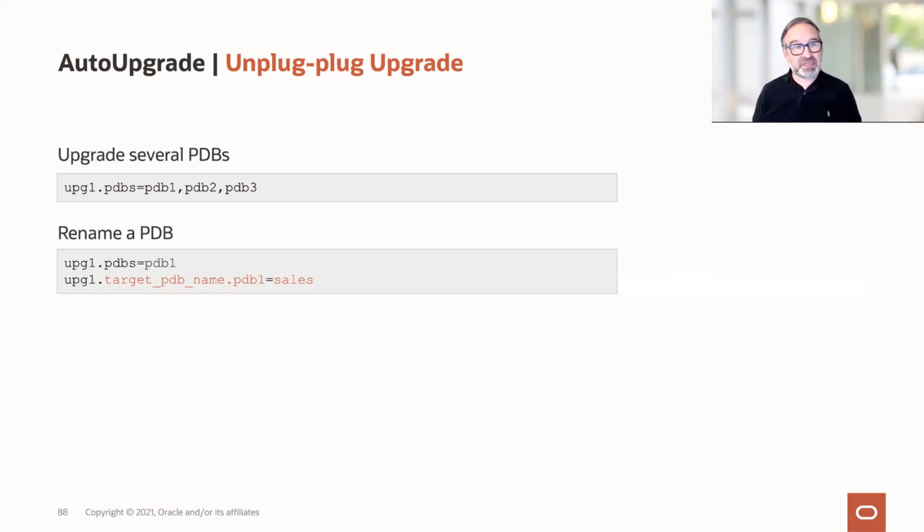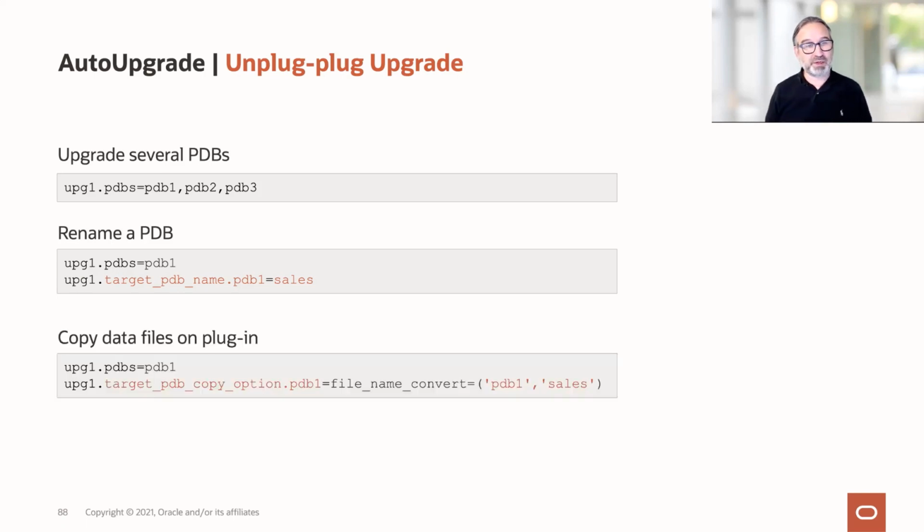Rename the PDB. It was called PDB1 when you started. Now you want a more meaningful name. No problem. Target PDB name. And now .pdb1. So name from before, PDB1. New name, sales. Or copy the files on plugin. Target PDB copy option for PDB1, so PDB name again specified, because you can have different lines for different PDBs here, and file name convert PDB1 subdirectory to sales.